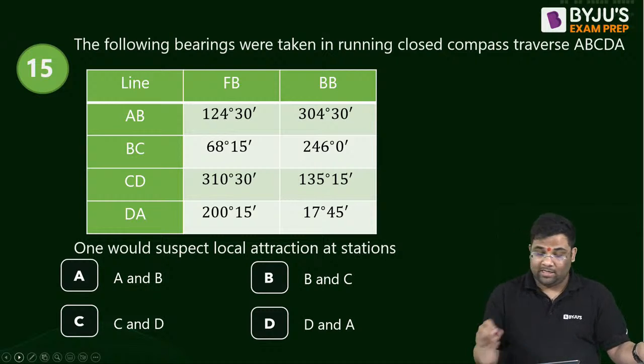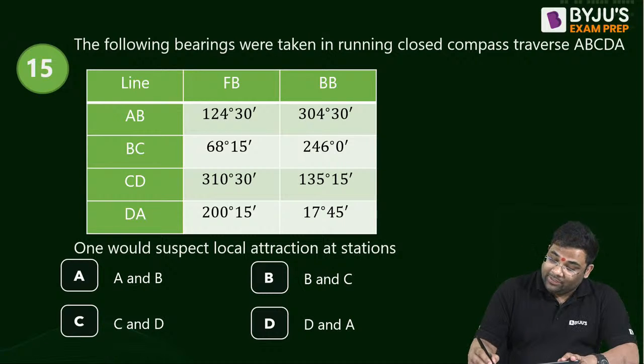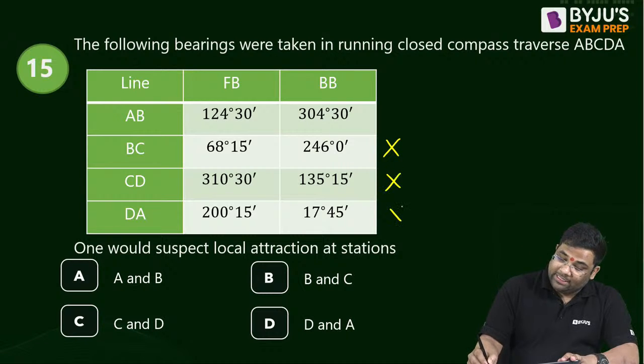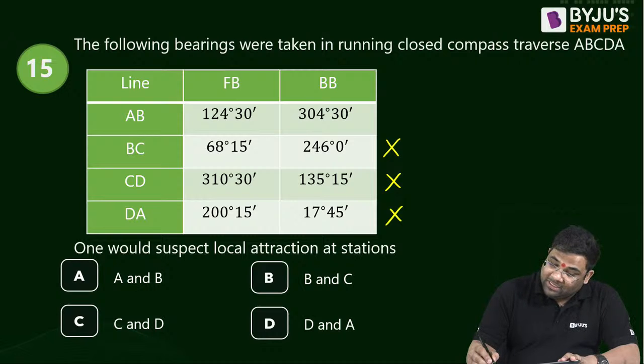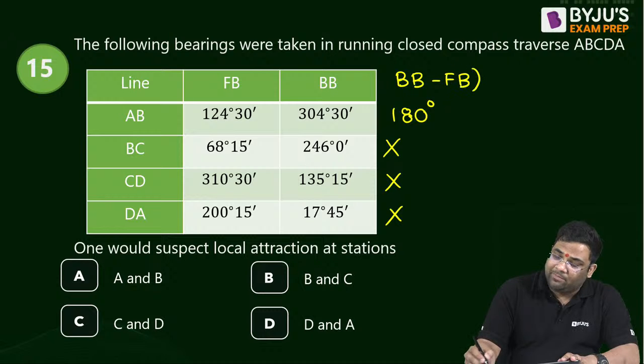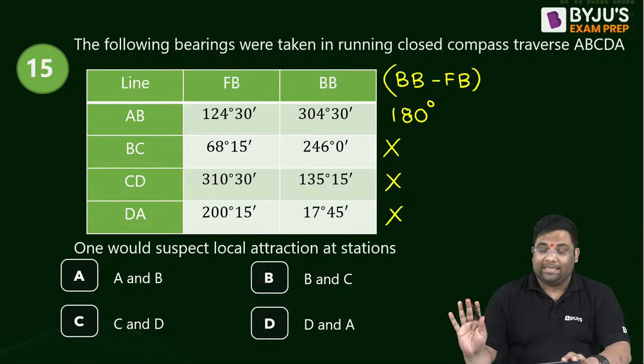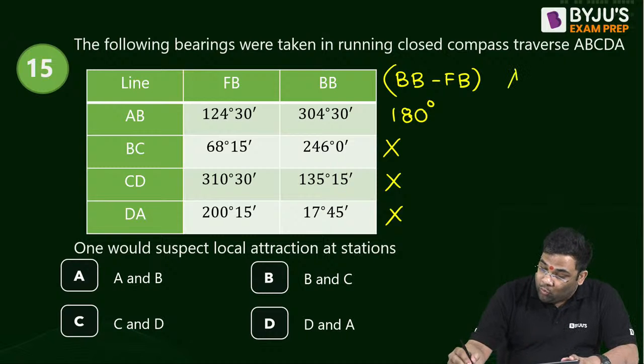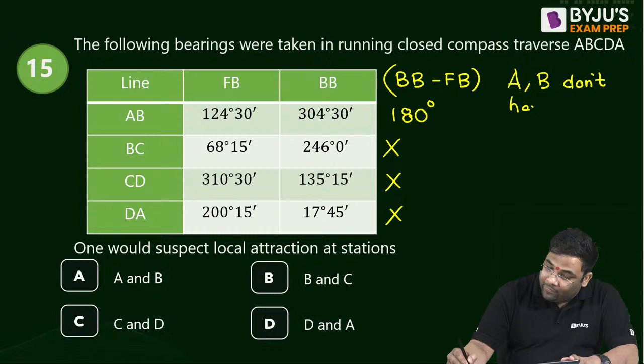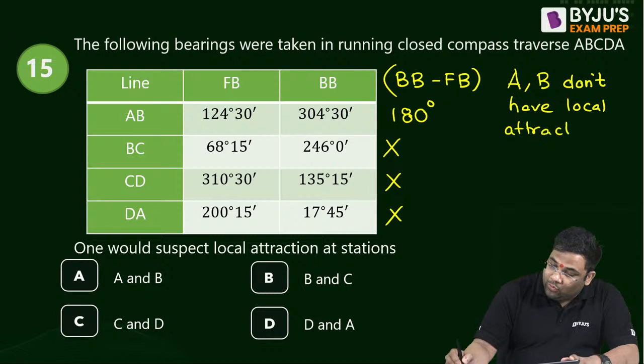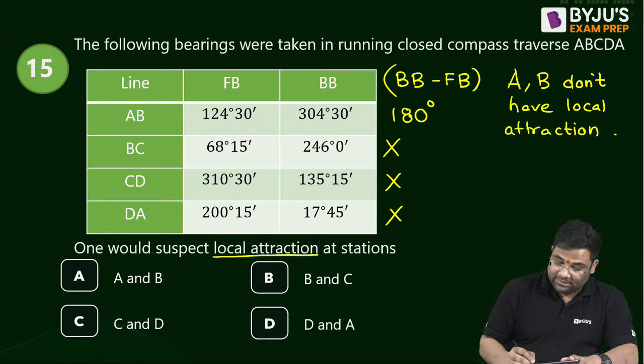Yes, forebearing minus back bearing should be 180. You see, here it is not, here it is not, here it is not. Only here the difference between the forebearing and the back bearing, be it back bearing minus forebearing or forebearing minus back bearing, is 180. So A, B don't have local attraction. But what they have asked is suspect local attraction. So the rest two, C and D.